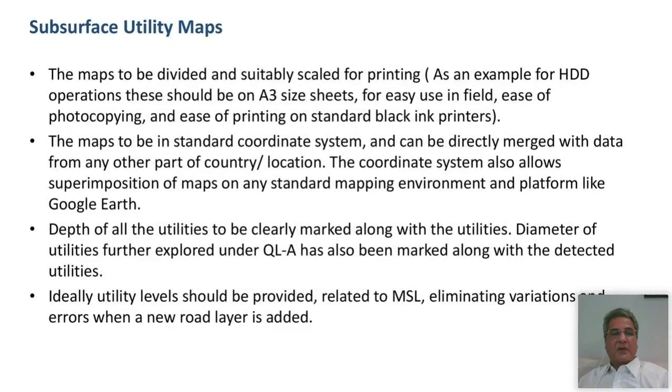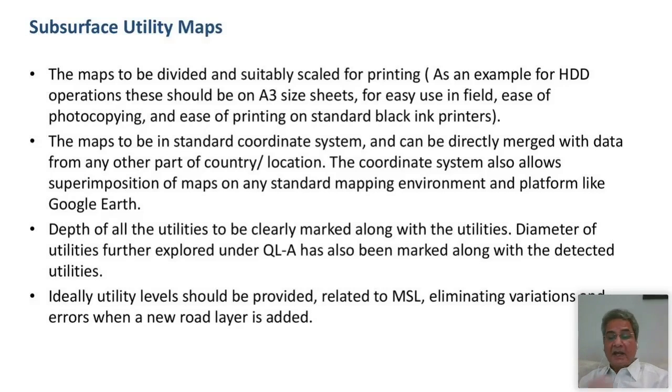Of course, depending on the project, they can be scaled in A3 size or whatever size is comfortable. They should be in a standard coordinate system rather than a local coordinate system so that they can be merged with data of the nearby areas. You can also put them on Google Map if it is in the right coordinate system. Depth of utilities should be clearly marked along with the utilities. Diameter, if it has come from quality level A, should be marked. If it has come from quality level D, it should be clearly marked that diameter has come from quality level D.